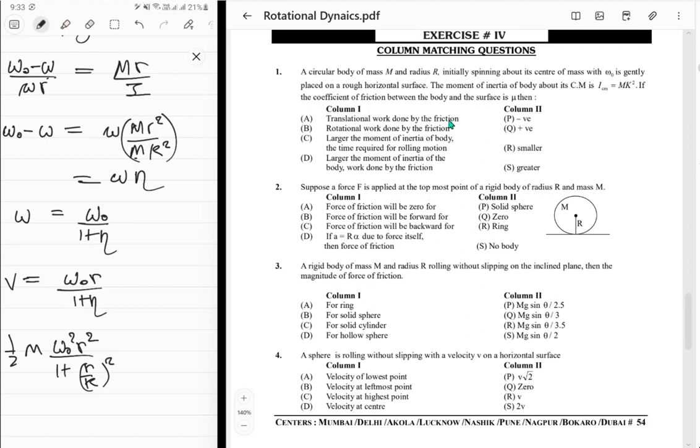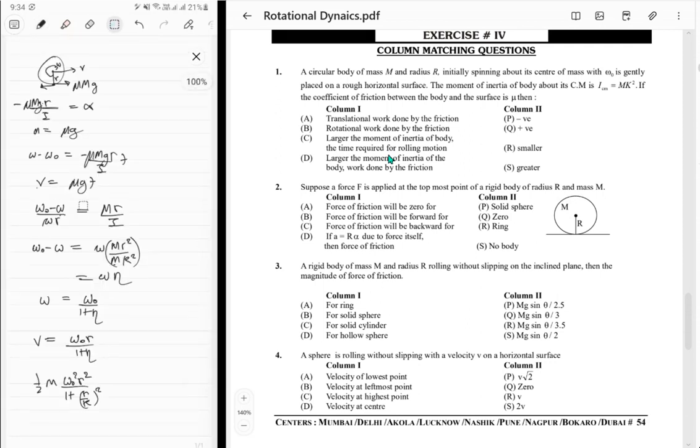So yeah, the translation work done by the friction. Oh, we just had to figure out the sign, not the value. I feel dumb. Fine, so it's going to be positive. Rotational work done by friction is going to be negative. And the larger the moment of inertia of the body, the time required. Oh yes, we want to figure out the t value as well. So once again, you're just going to solve this thing.